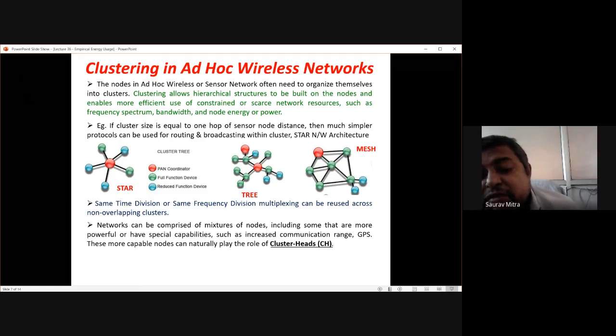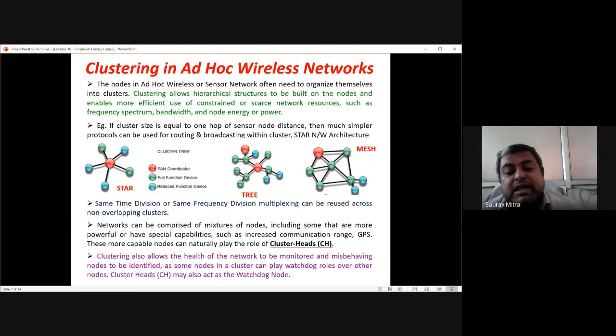A network can be comprised of a mixture of nodes, including some that are more powerful and have special capabilities such as increased communication range, GPS. These more capable nodes can naturally play the cluster head role. Clustering also allows the health of the network to be monitored. Nodes which are not functioning properly are called misbehaving nodes. You have to identify them as fast as possible, so we should not assign the role of cluster head to one of these misbehaving nodes.